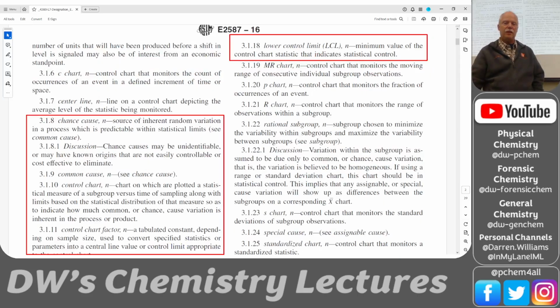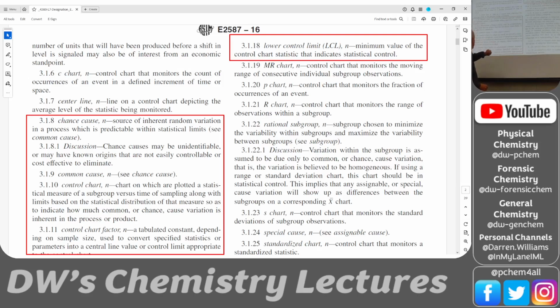Okay, some other terminology. This chance cause, that's what we're reading as random cause. Incoherent random variation in a process, which is predictable within the limit. So if it's between your 2 standard deviations, that's where we expect that.